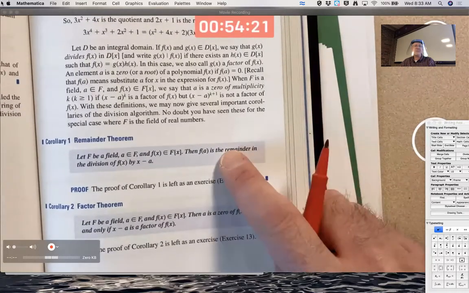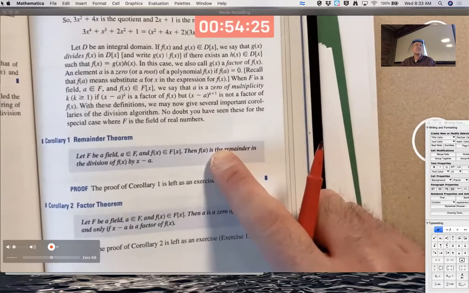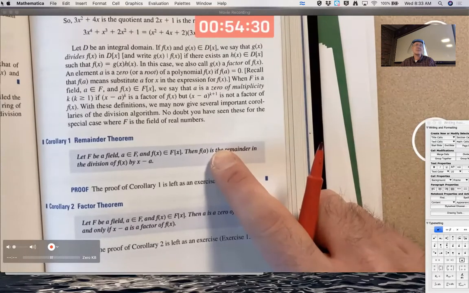Because the remainder is going to be f of a, and if the remainder is 0, that means a is a 0 of f of x. Say that too fast? Too early in the morning.